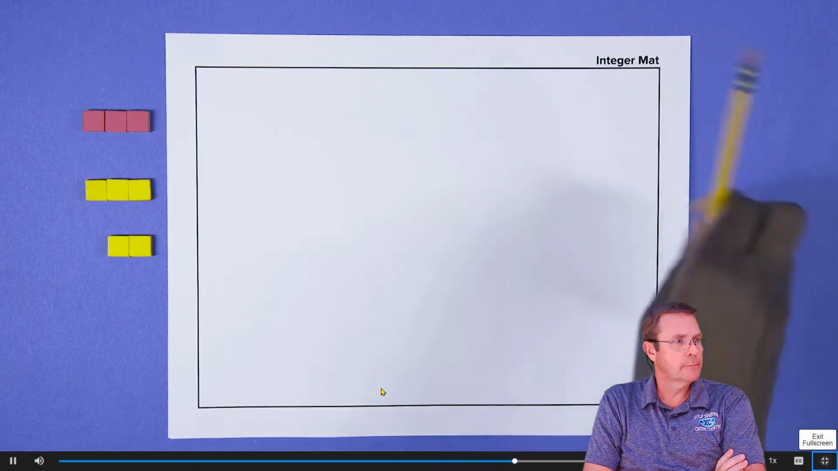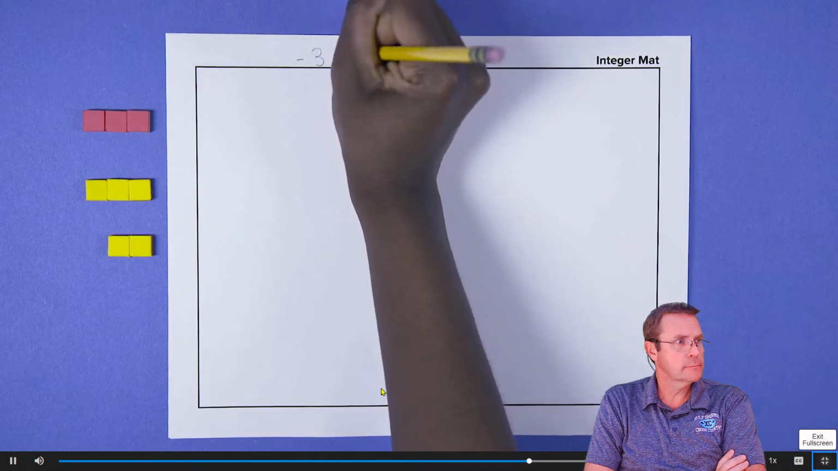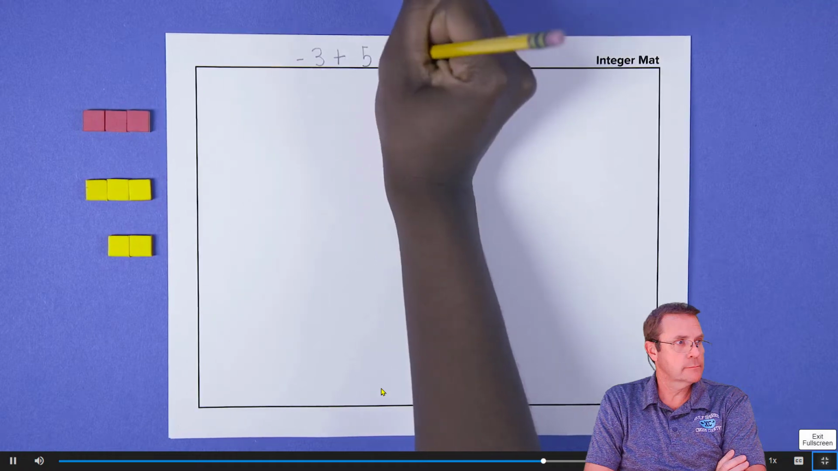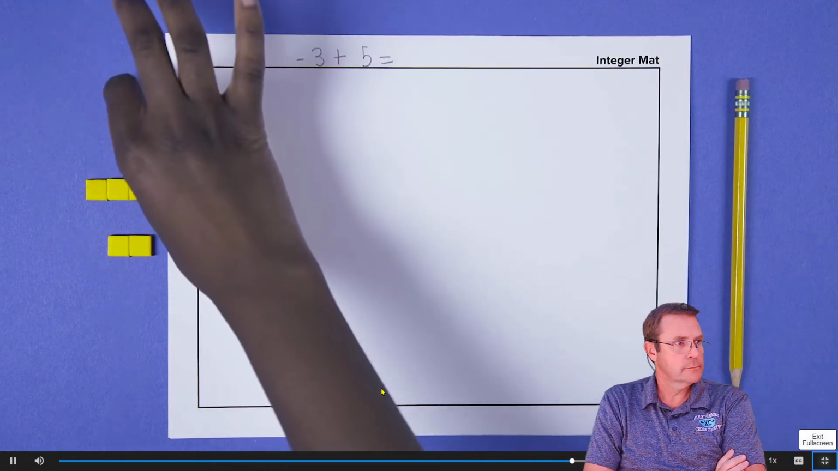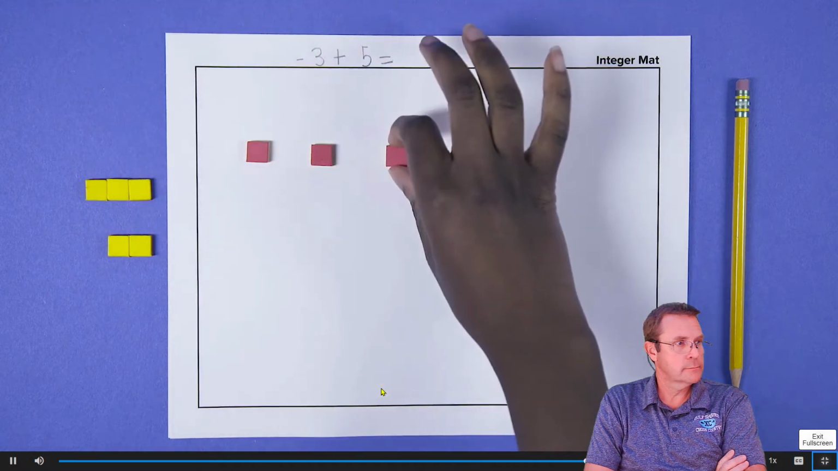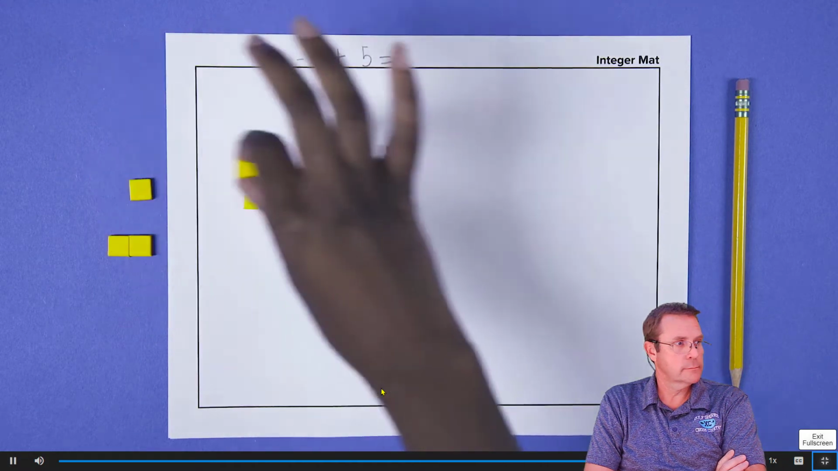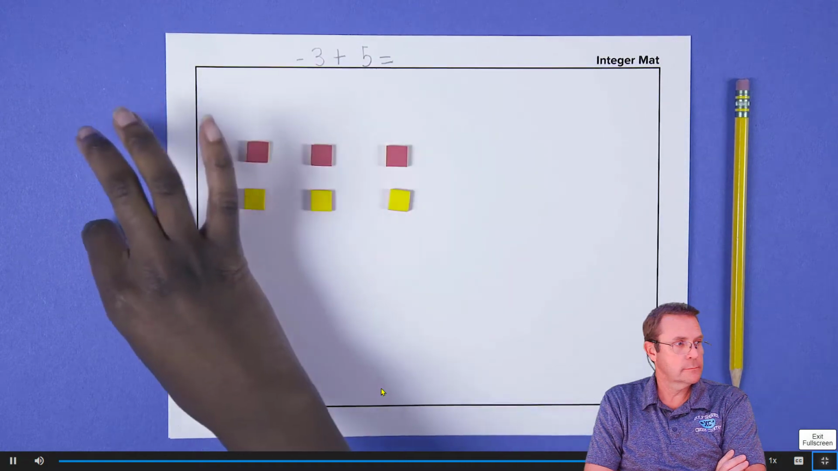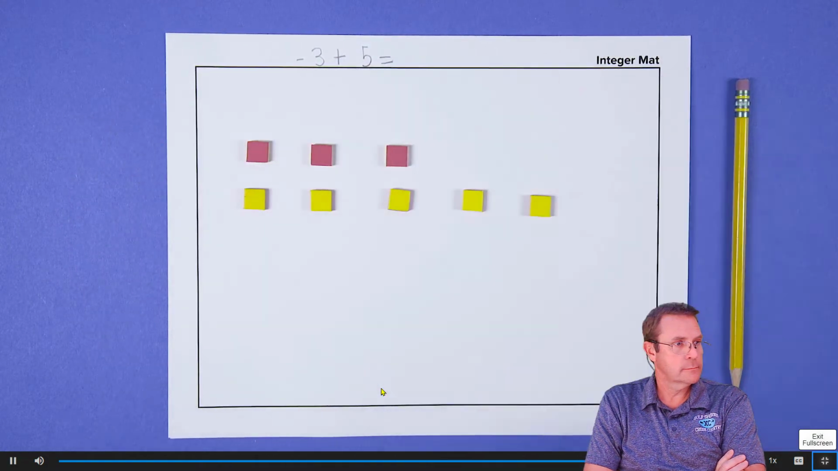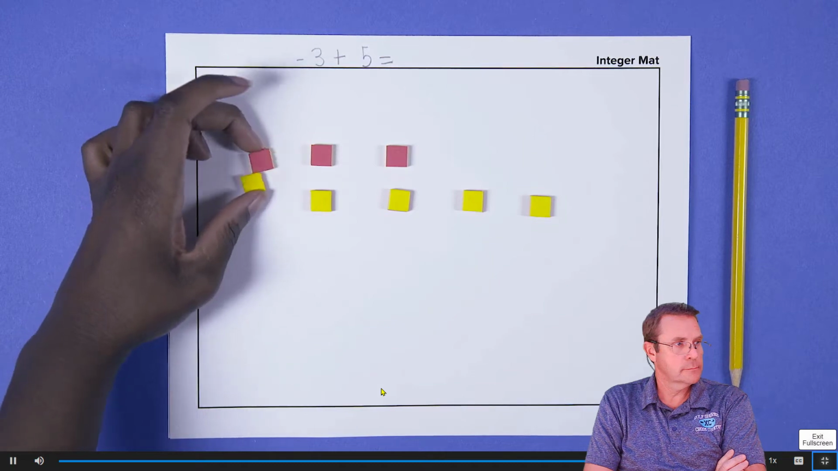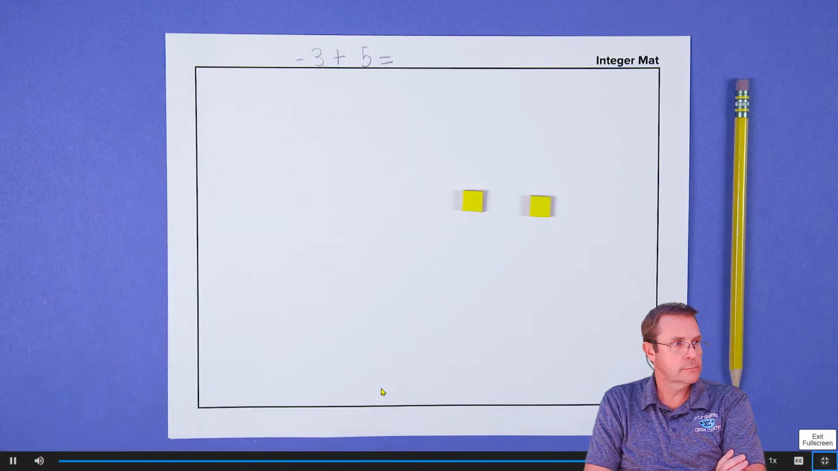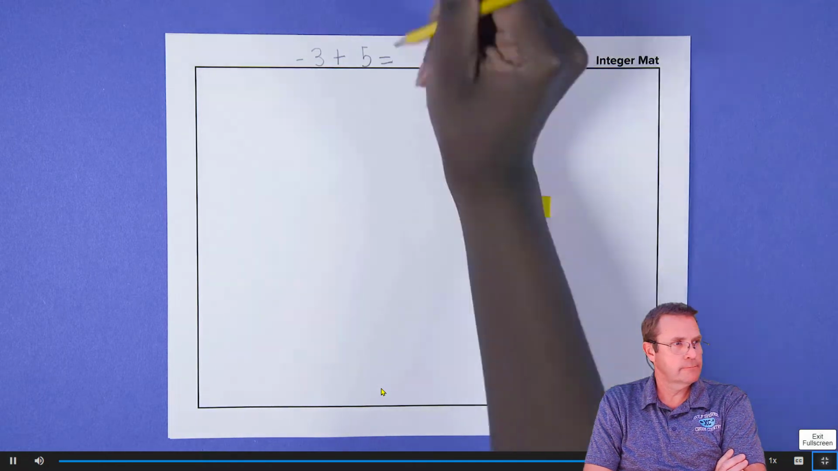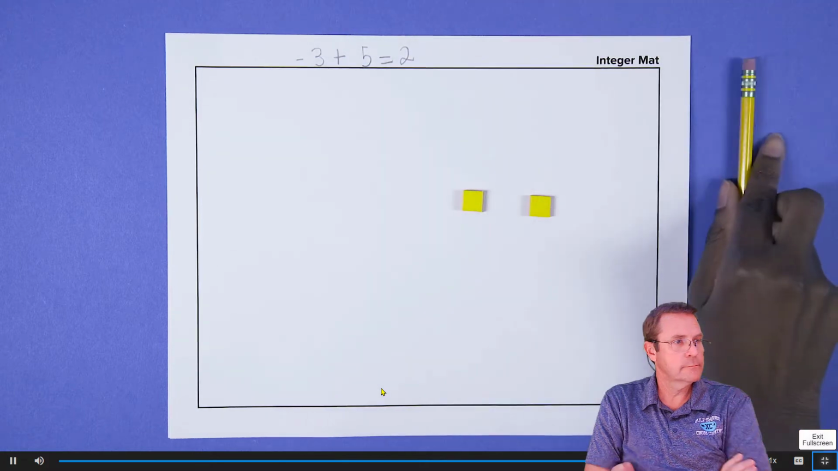Use algebra tiles to solve -3 plus 5. Combine 3 -1 tiles with 5 +1 tiles. Remove all zero pairs. There are 2 +1 tiles remaining, so -3 plus 5 equals 2.